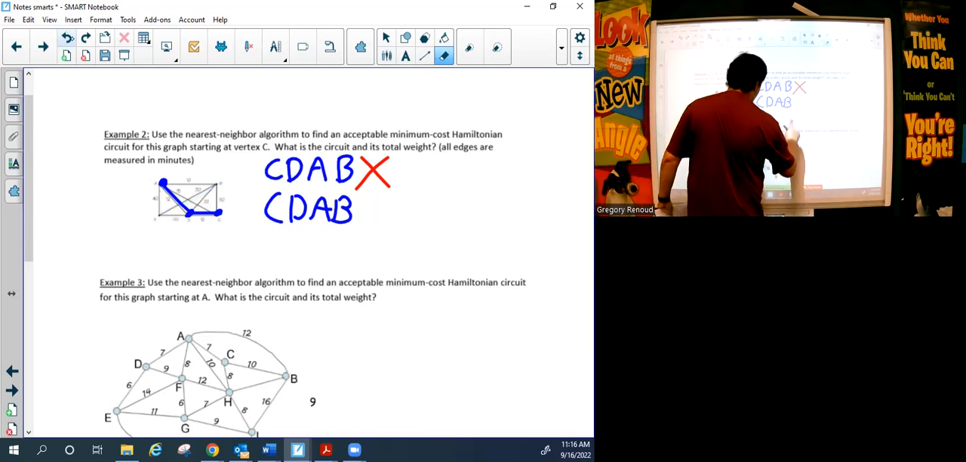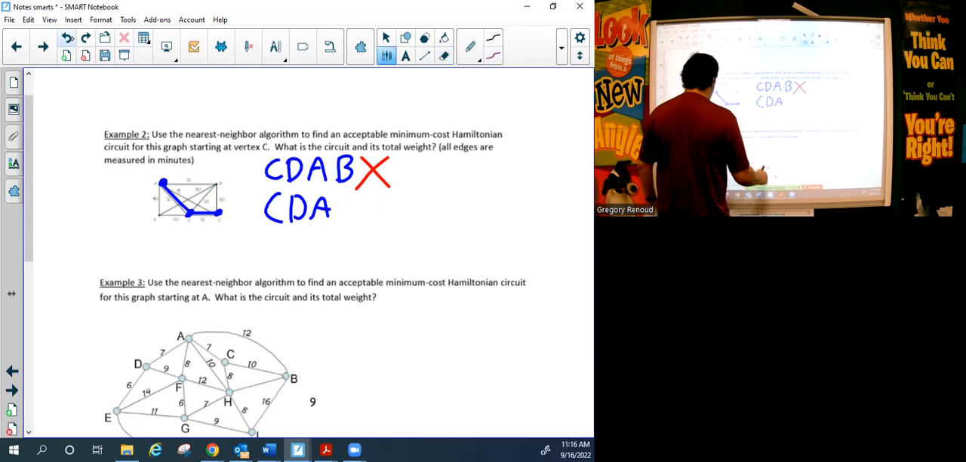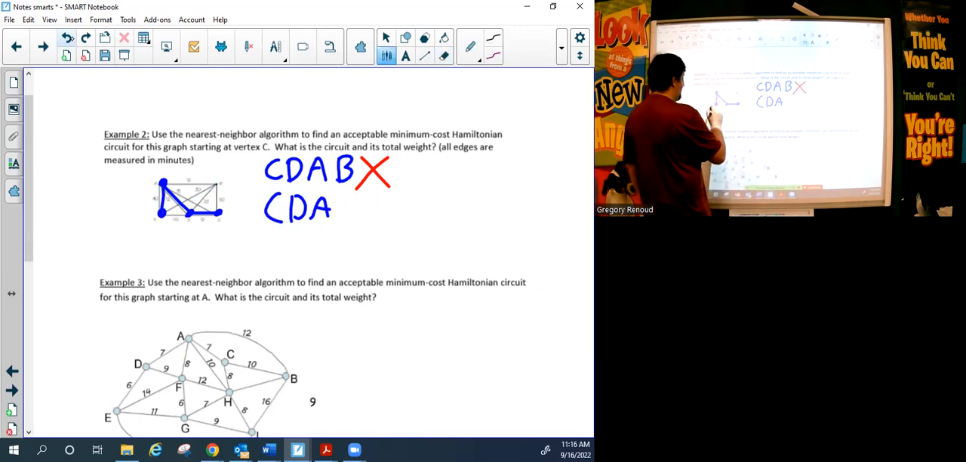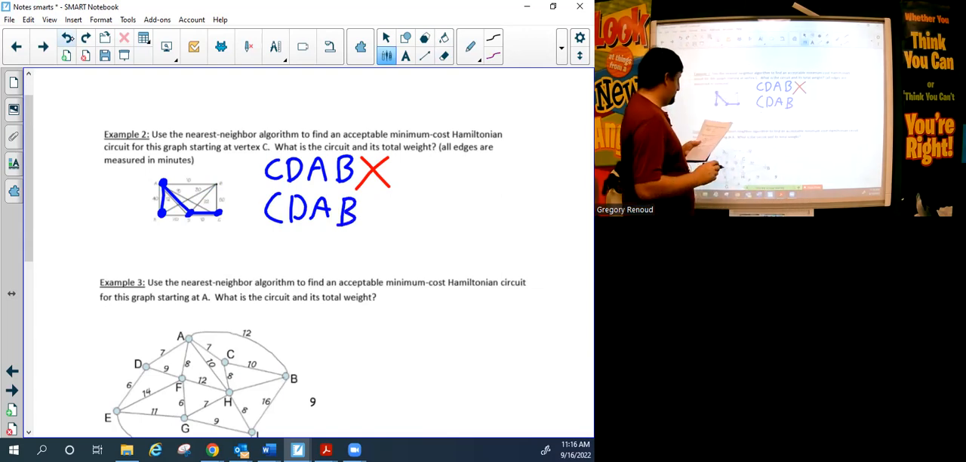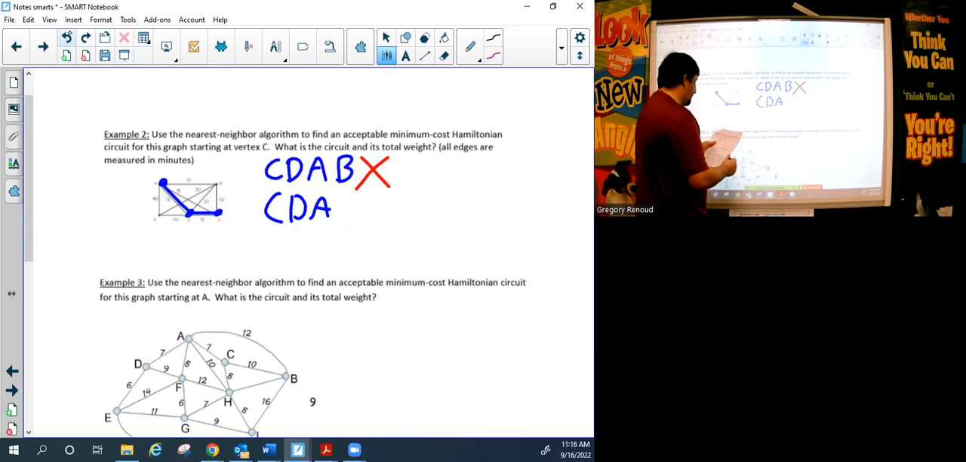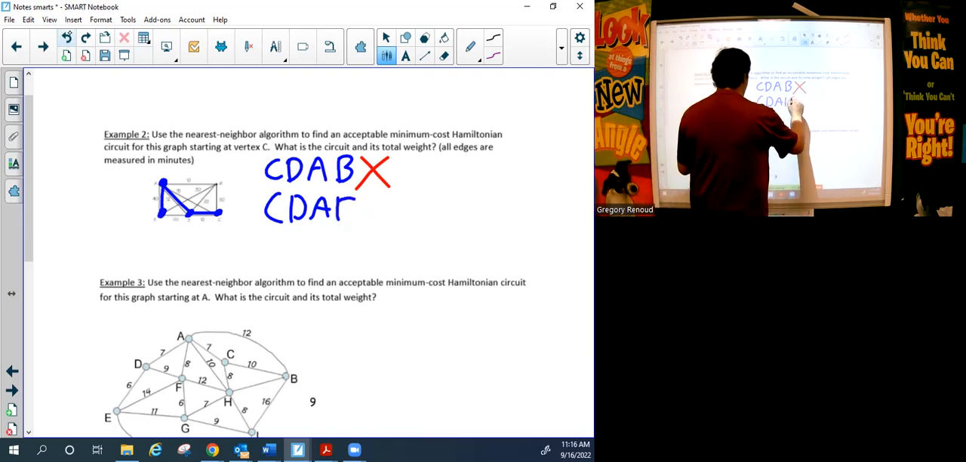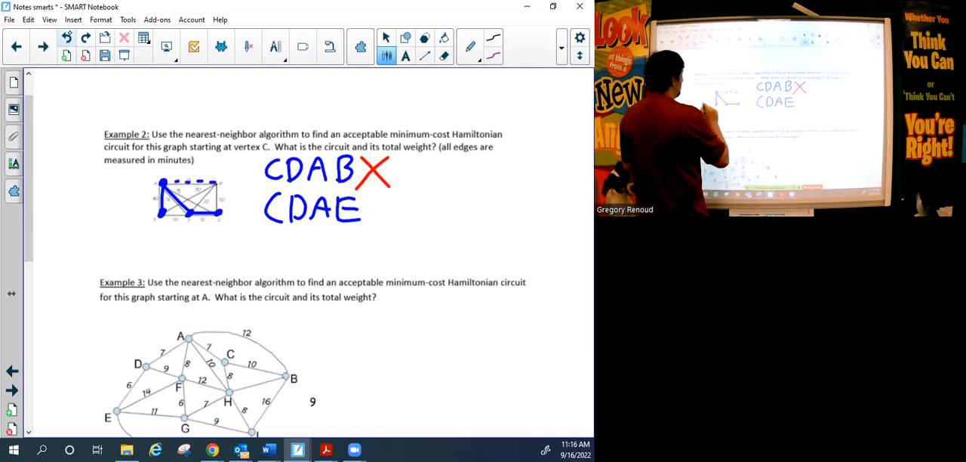Over here, we're at A. We're not at B. So we're at A, and we are forced to go down to E, because if we went over to B, we would be closing off our circuit too early, which is not allowed. Sorry, folks. Again, I can't read the smartboard. I'm having to compare with my notes here.